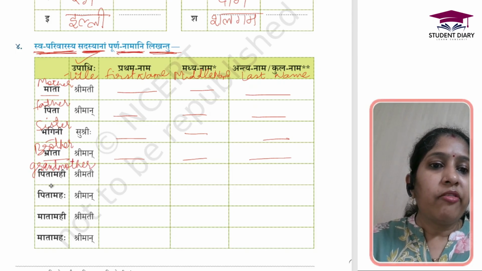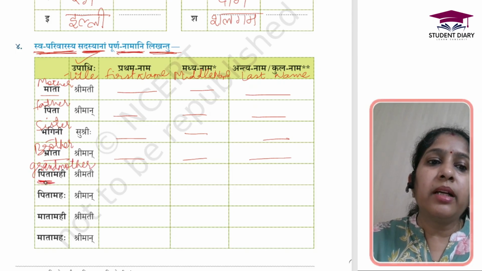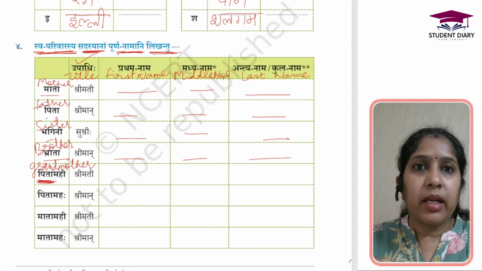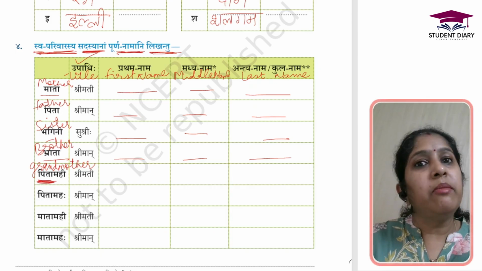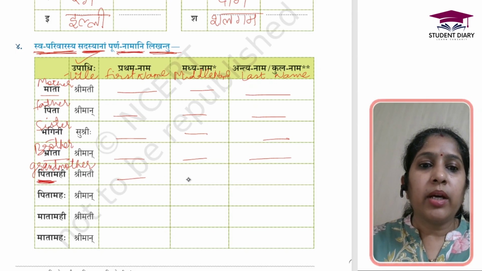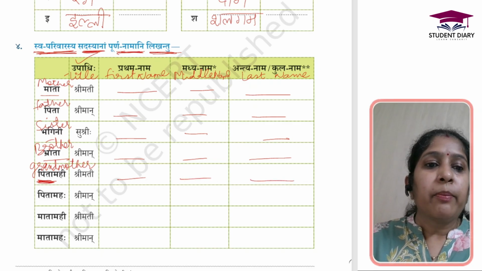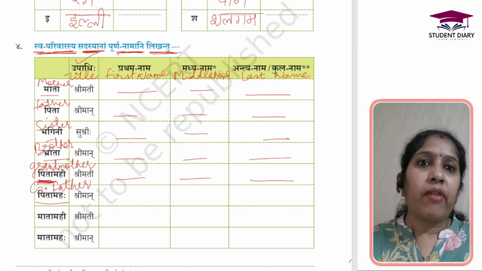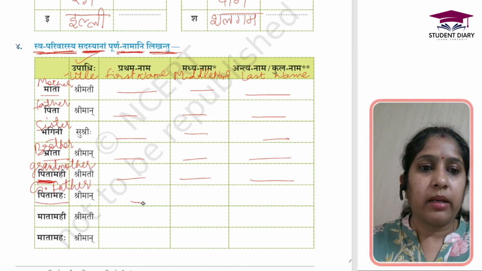Pitamahi means grandmother, your paternal grandmother. If it is Matamahi, it is going to be maternal grandmother. And Pitamahi means paternal grandmother, your father's mother, whose name you have to write here. Pitamaha means grandfather. Same thing, your paternal grandfather, your father's father, whose name you have to write here.